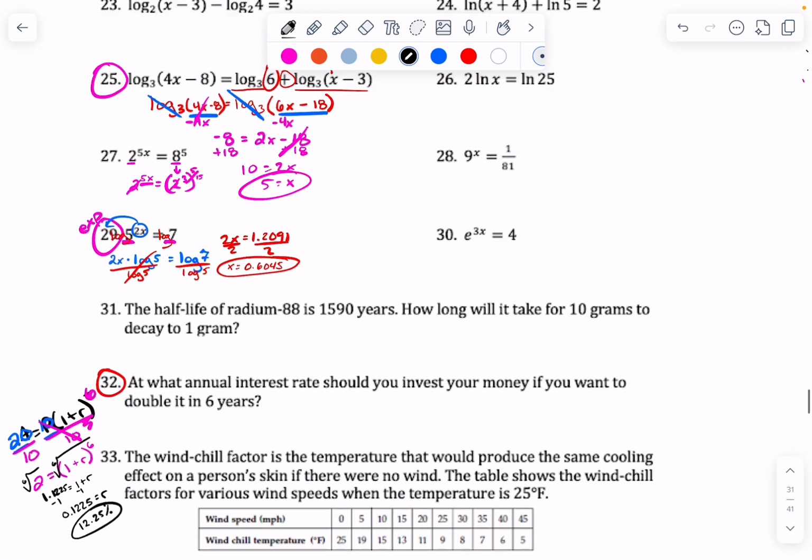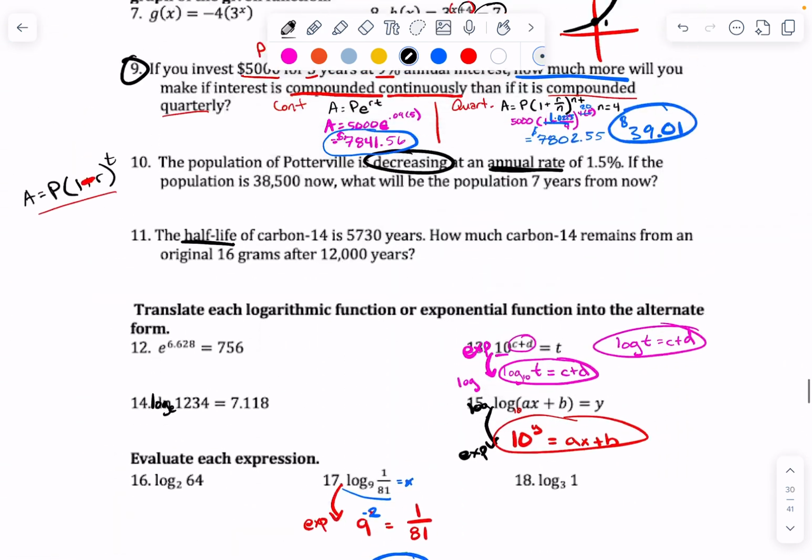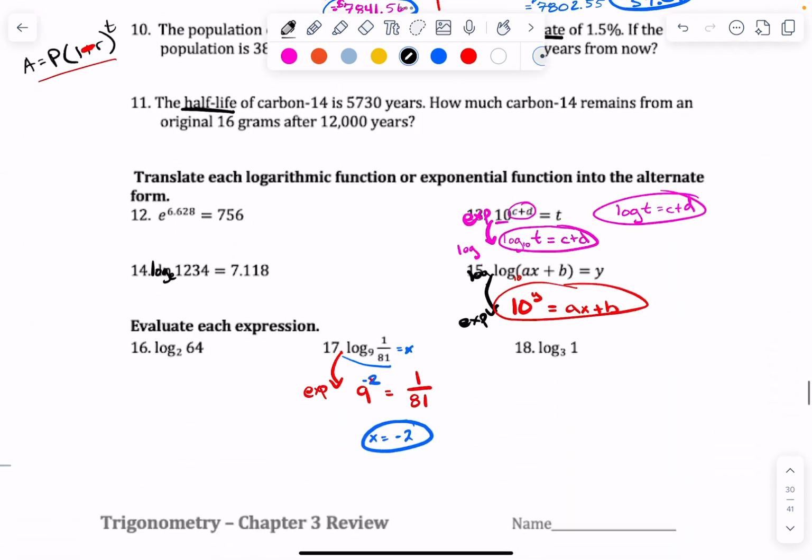So there you go. That was a good start. I know that's a lot of problems left, and I've taken up a lot of your time, but that should give you a good start.